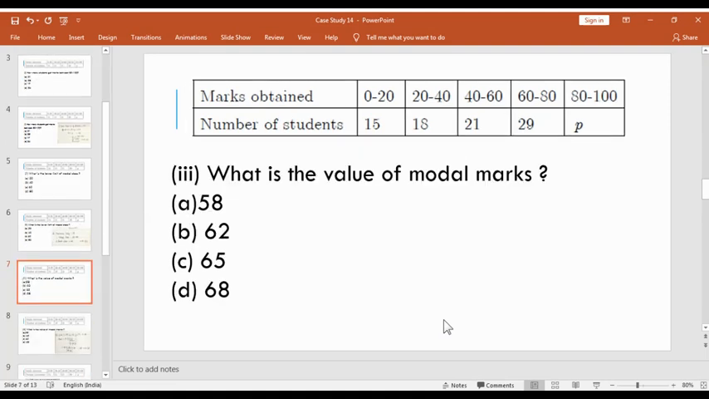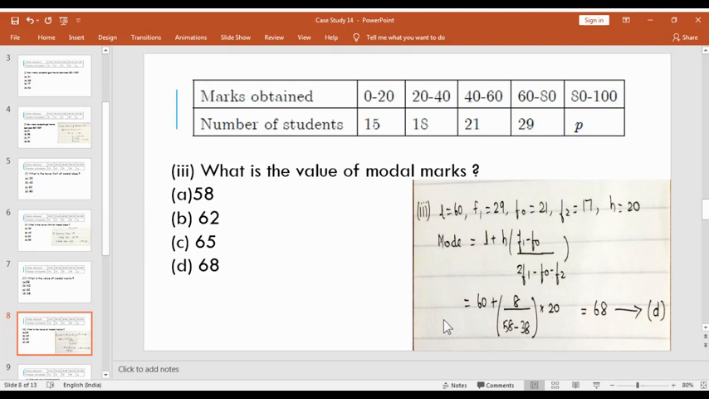Subdivision 3, what is the value of the modal marks? So they're asking what's the mode. So you should know what's the mode formula. So the formula is L plus H into F1 minus F naught divided by 2 times of F1 minus F naught minus F2. So here your F1 will be the 29, which is the highest frequency. F naught and F2 will be either sides of whatever is your F1. And L is the lower limit and H will be the class interval, the class size, which is 20. So if you equate in the particular formula, you will get the answer to be 68. So the right option will be D.